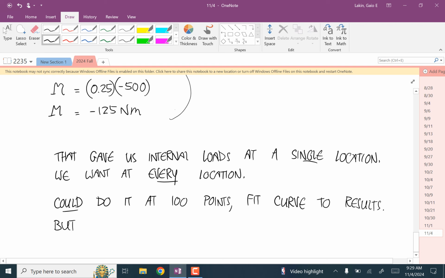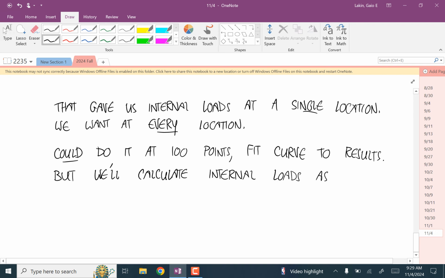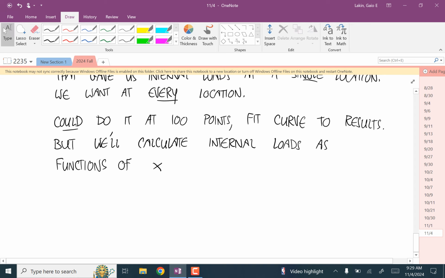But what we're going to do is calculate internal loads as functions of x. So our tension is going to be a function of x. Our shear force is going to be a function of x. And our bending moment is going to be a function of x.